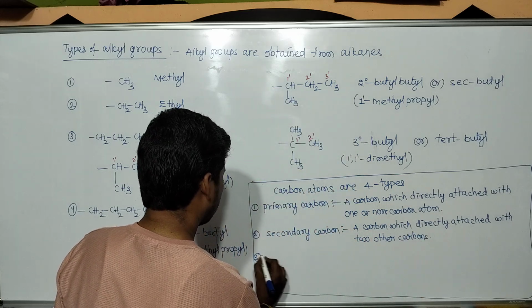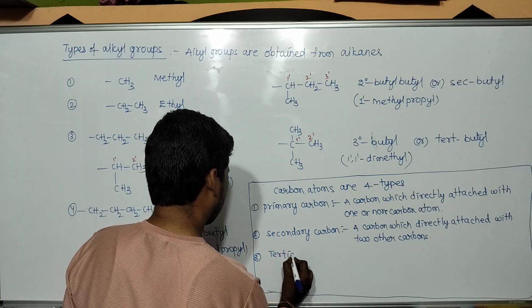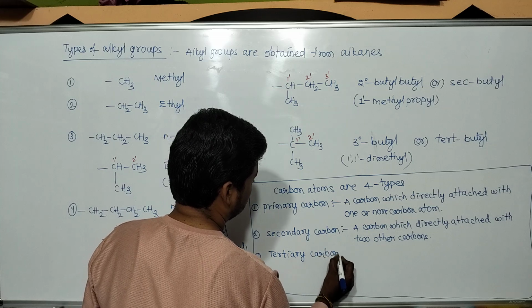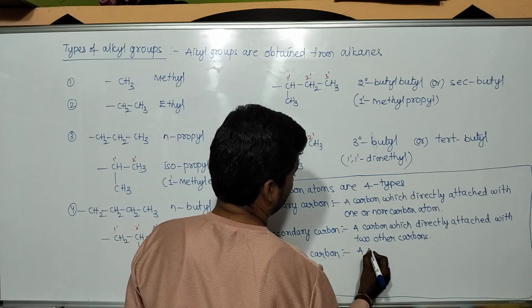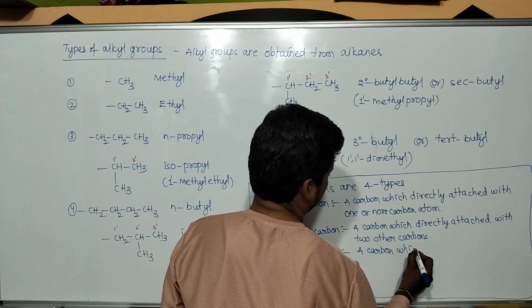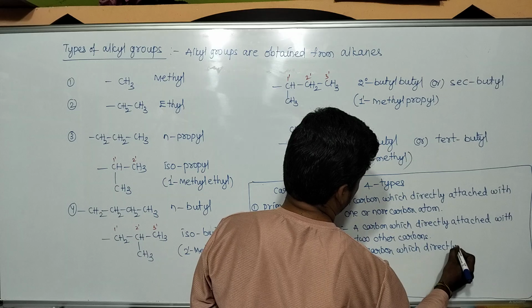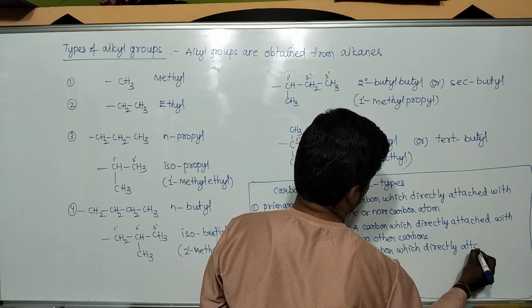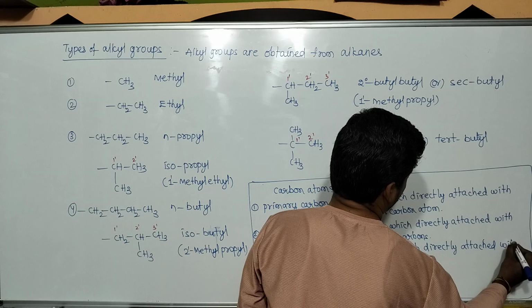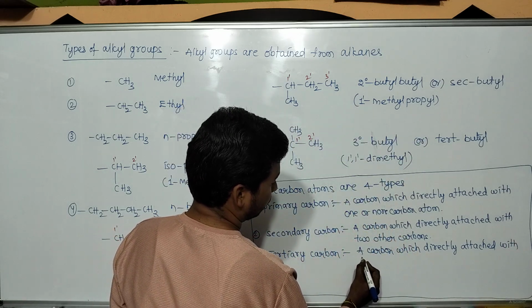What is the third one? Tertiary carbon. What is tertiary carbon? A carbon which is directly attached with three other carbon atoms.